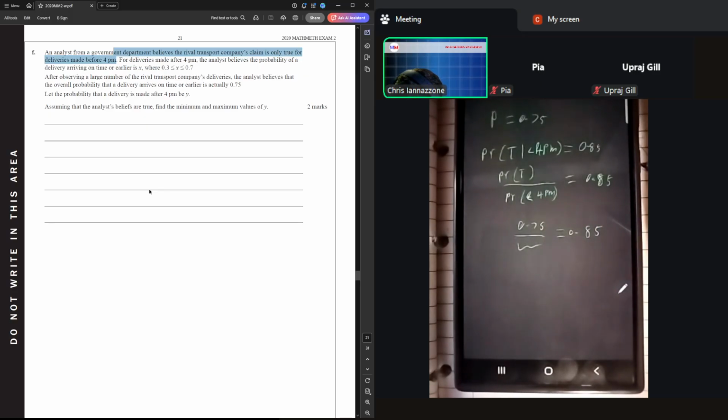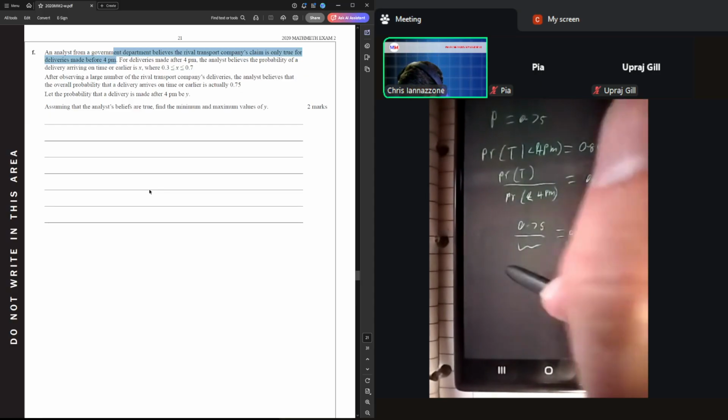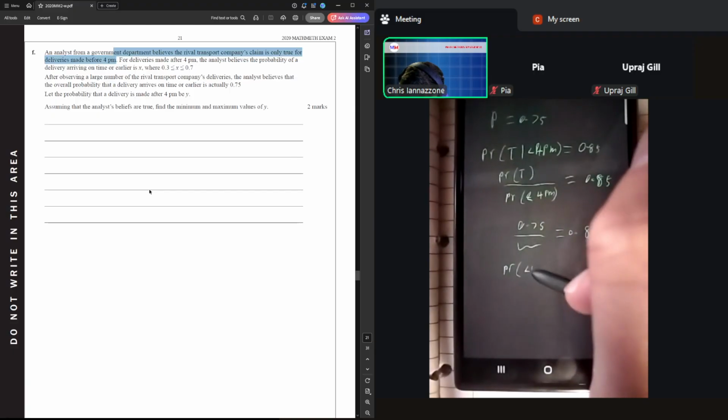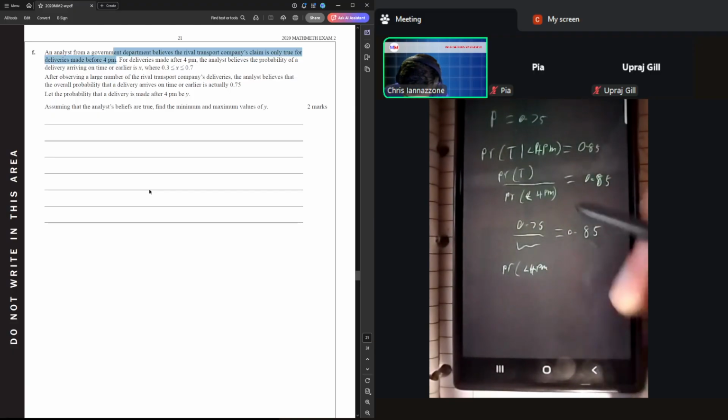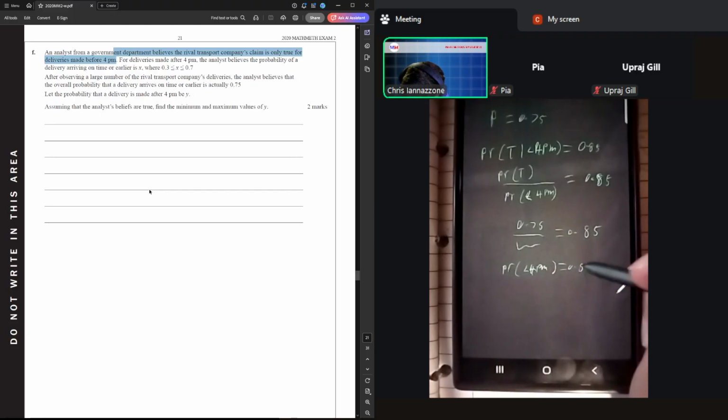And then that is a fairly easy quick CAS solve there. So let me just do that. So 0.75 divided by 0.85. So that means the probability of a delivery less than 4 p.m. is going to be 0.88-ish. Okay. Probability of delivery being made after 4 p.m. is y.